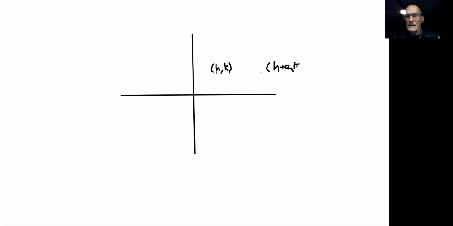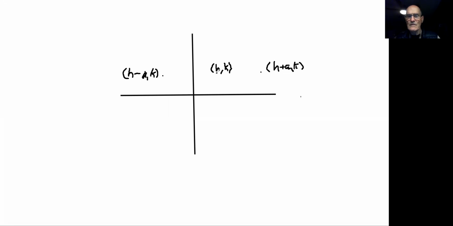And then we have a point on the other side, which would be the same distance back over here, let's say about right here, which would be h minus a and k. So that would be your major axis.